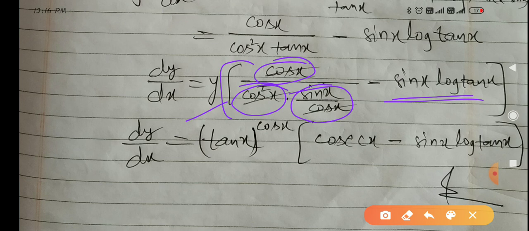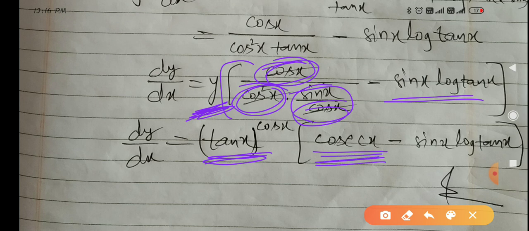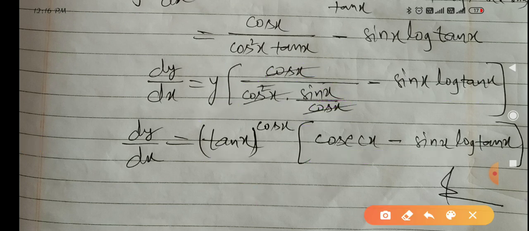So this cos square x and cos x will cancel. I have shown you. So what will remain? The value of y you can put outside the bracket, tan x to the power cos x. Inside the bracket 1 upon sin x will remain. 1 upon sin x is cosec x, minus sin x into log tan x. So this is the final answer. You can see this is the final answer.